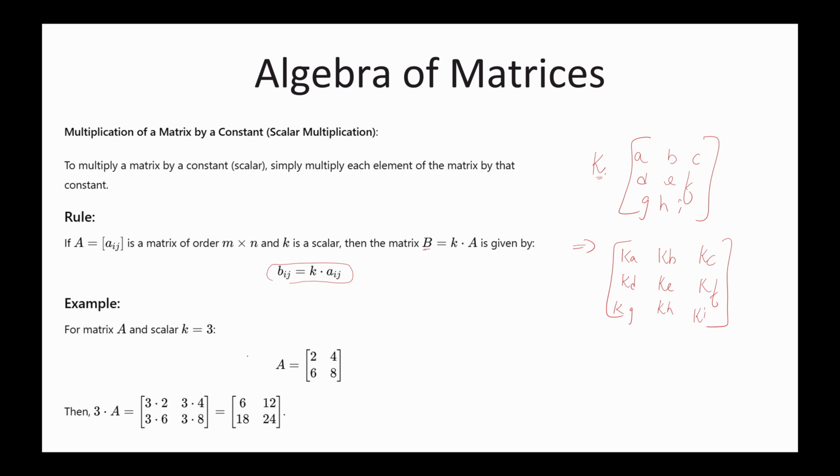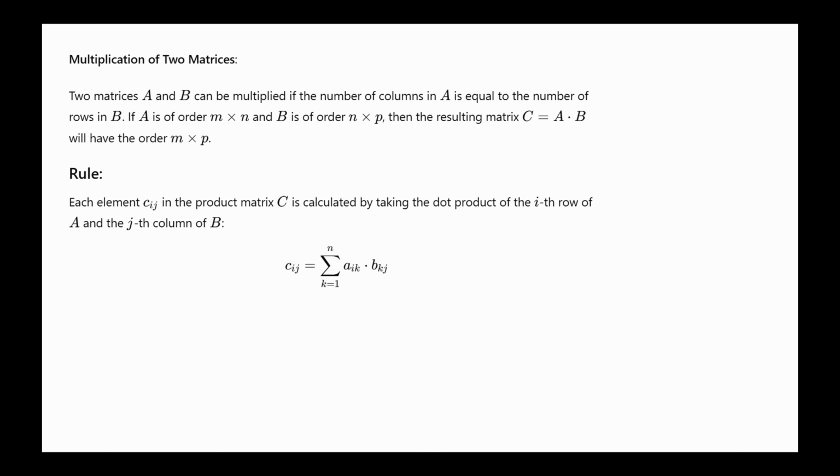Here in the example you can see I've taken my scalar to be 3 and I'm multiplying it to my matrix A. So basically I'm trying to find out 3A. So what would it become? 3 into 2, 6, 3 into 4, 12, 3 into 6, 18, and 3 into 8, 24. So this is how scalars are multiplied to any of the matrices.